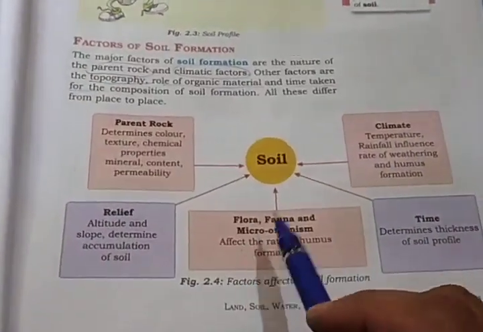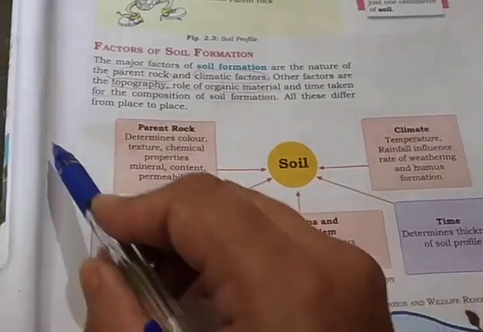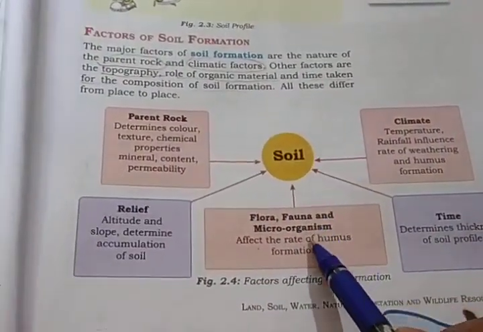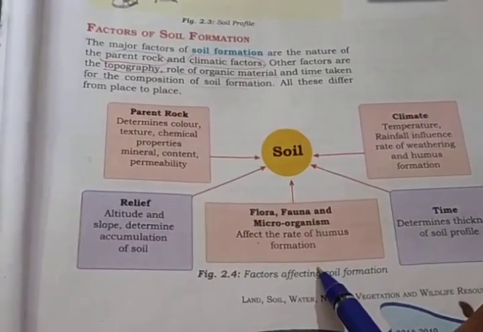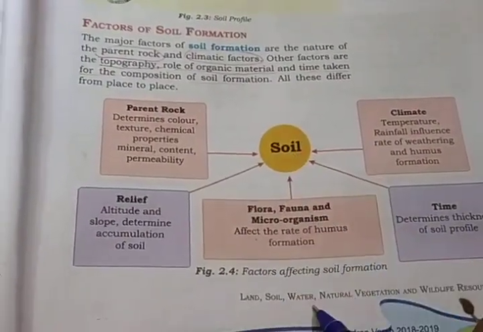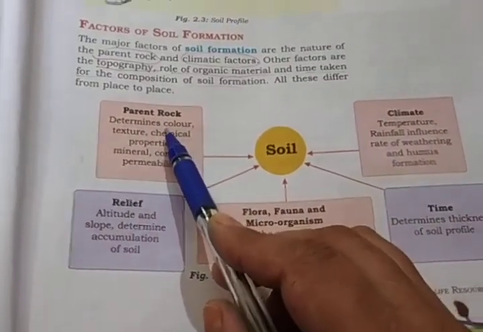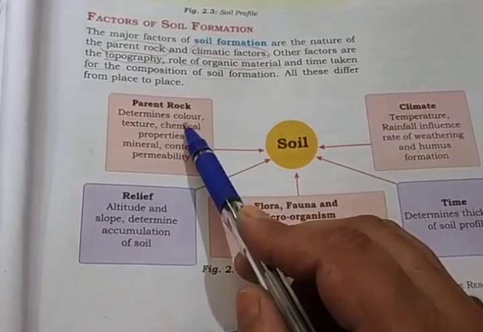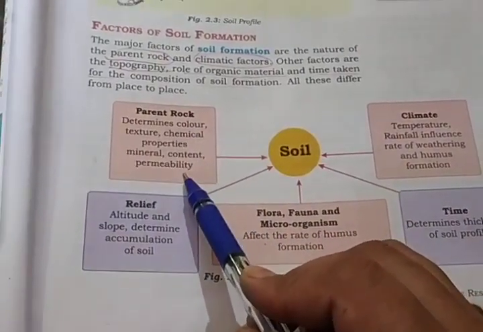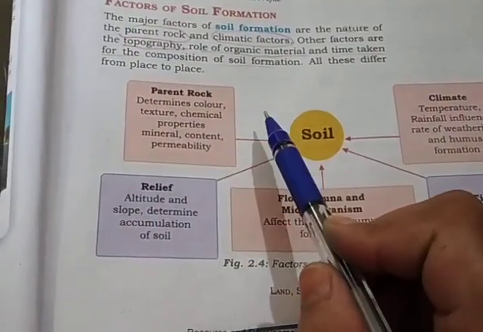Here all these factors are given to you as a flow chart. It's a very good flow chart given to you. So you will also draw the flowchart in your geography copy. In that flowchart it is given how soil is formed. First factor is the parent rock. The parent rock will determine the color, texture, chemical properties, mineral content, as well as the permeability of a particular soil.